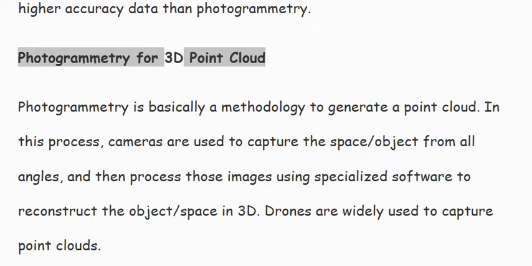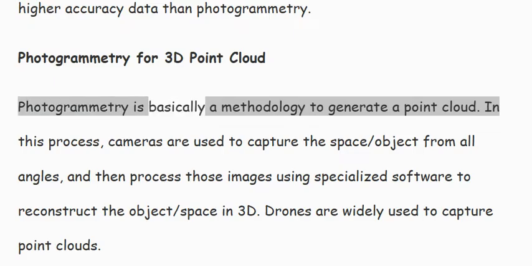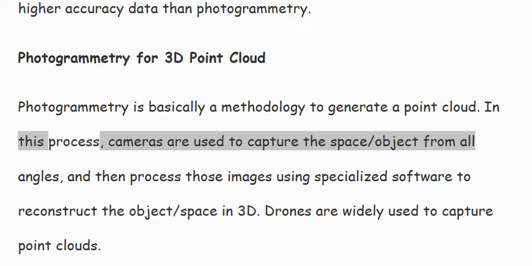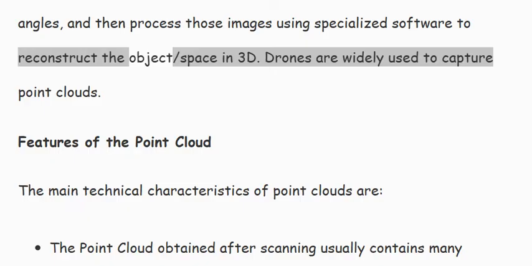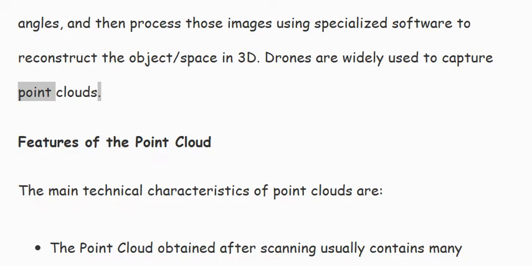Photogrammetry for 3D point cloud. Photogrammetry is basically a methodology to generate a point cloud. In this process, cameras are used to capture the space object from all angles and then process those images using specialized software to reconstruct the object space in 3D. Drones are widely used to capture point clouds.